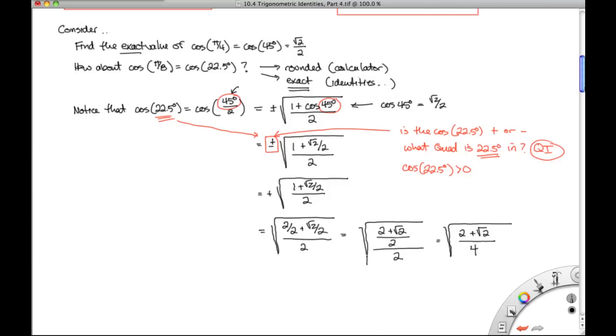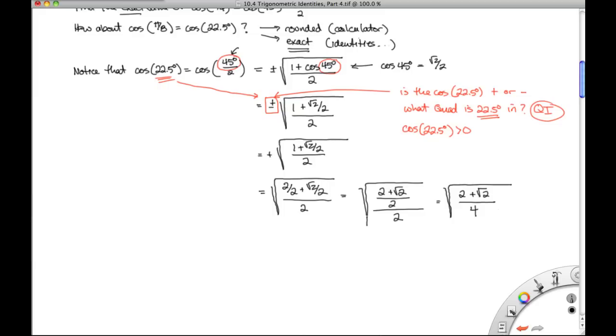And then the last thing that we can do is take the square root of the top, the square root of the bottom, and we end up with the square root of 2 plus the square root of 2. And now this is all over the square root of 4, because we can break that up using properties of square roots. And we end up with 2 plus the square root of 2 all over 2.